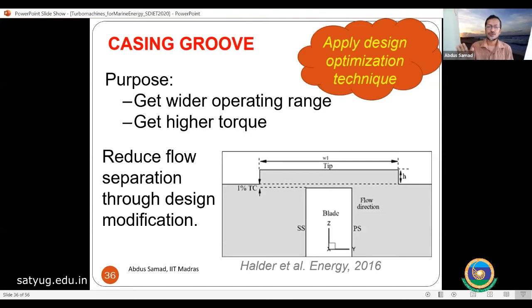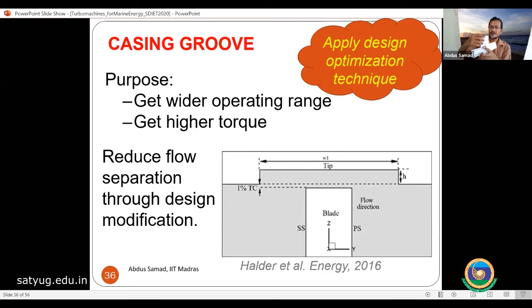So let's go to the specific topic, casing groove, and how we are getting a higher operating range and power. Because, as I said, a higher operating range or high power is important for me. To do this, we can change any parameter like sweep, lean, casing, or many other parameters. So first, we did a work called casing groove, and we published it in Energy in 2016. There we have the turbine, we have the casing.